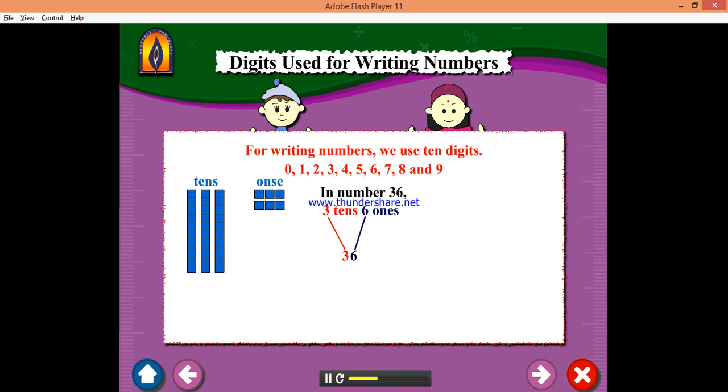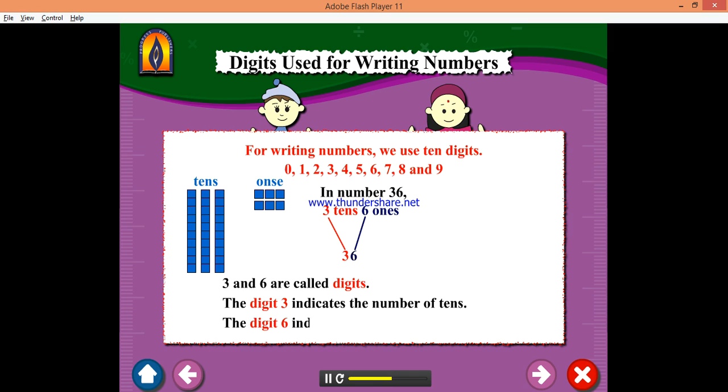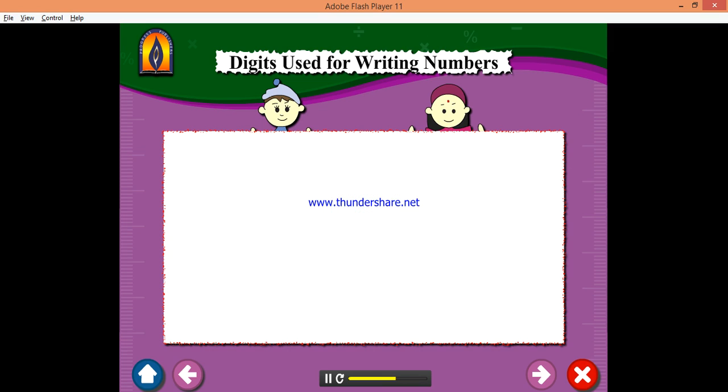In number 36, 3 and 6 are called digits. The digit 3 indicates the number of tens. The digit 6 indicates the number of ones.